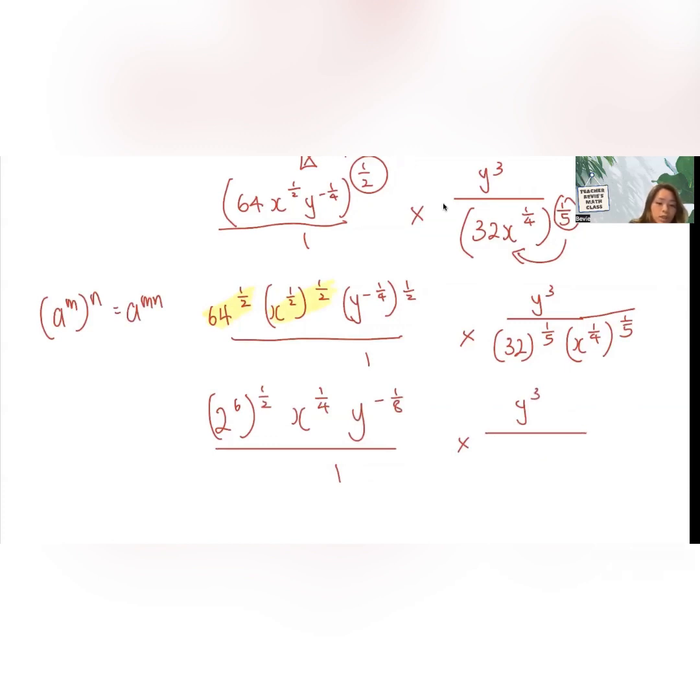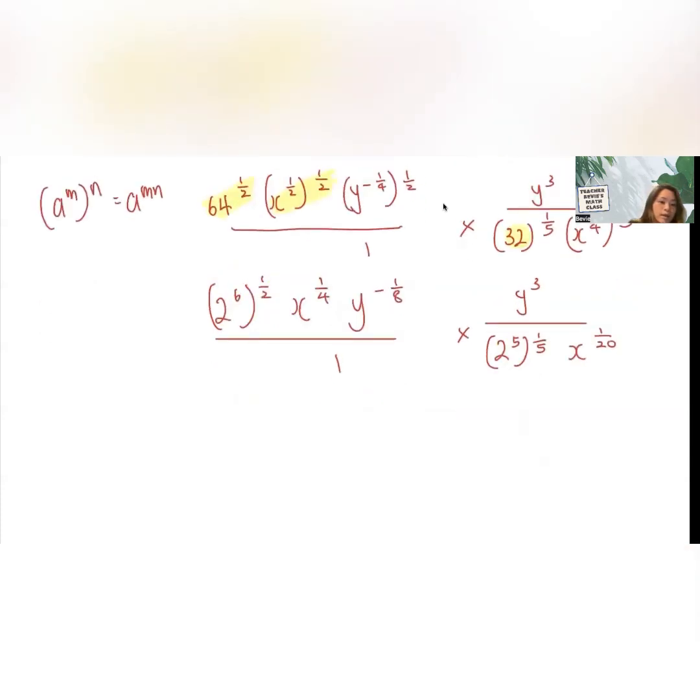I can also change this 32 to a smaller base, which is 2 to the power of 5, whole thing to the power of 1/5. For x, again, it's a multiplication of the powers, which is 1/20. From here, again using the same law of indices, multiplication of powers, 6 times half is 3, x^(1/4), y^(-1/8).